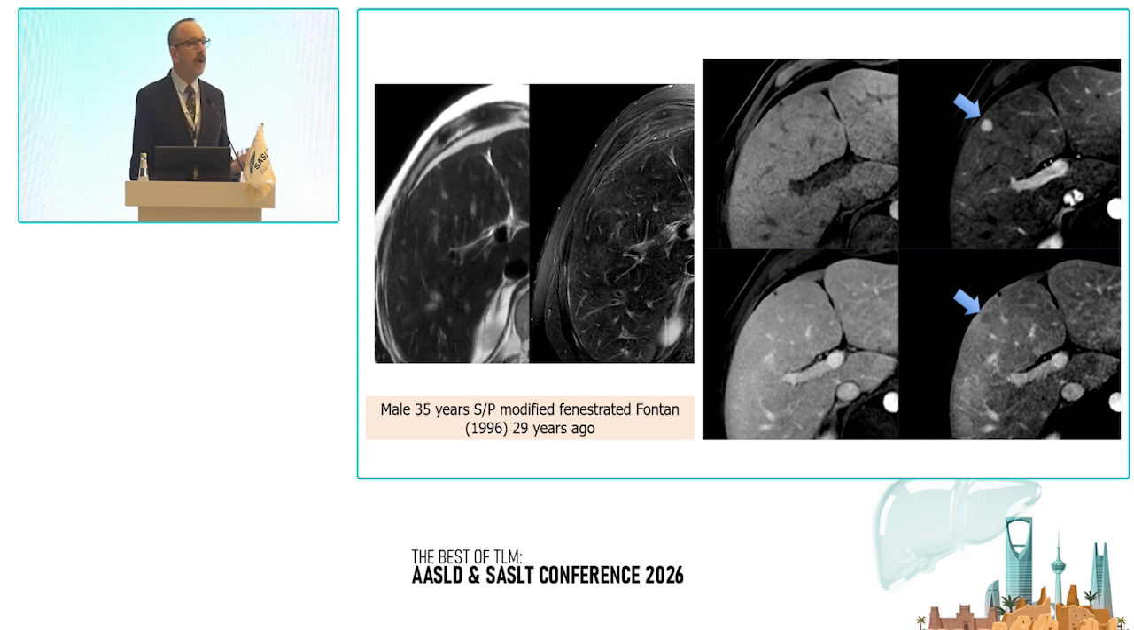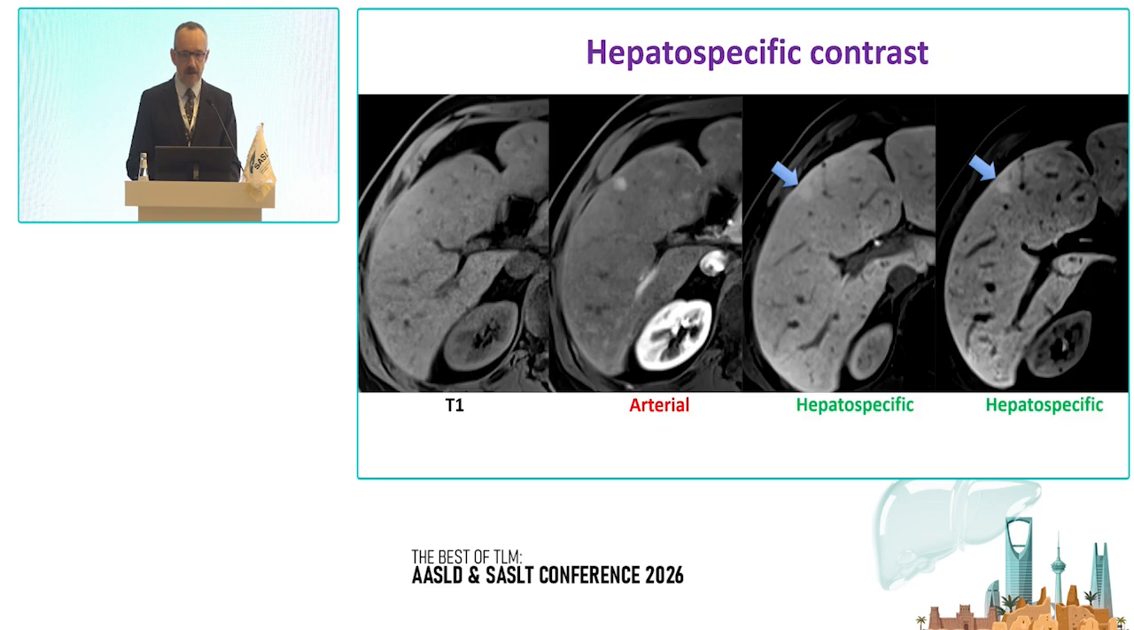What should we do? Hepatospecific contrast, right? So this is the same patient with hepatospecific contrast. What do we see? This lesion is retaining contrast, meaning normal hepatocytes. This is a regenerative nodule. And we are very confident about this. We can confidently say that.